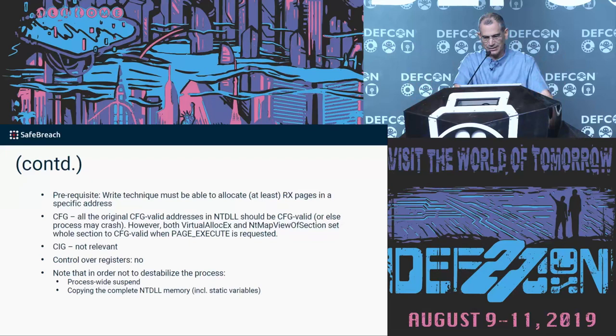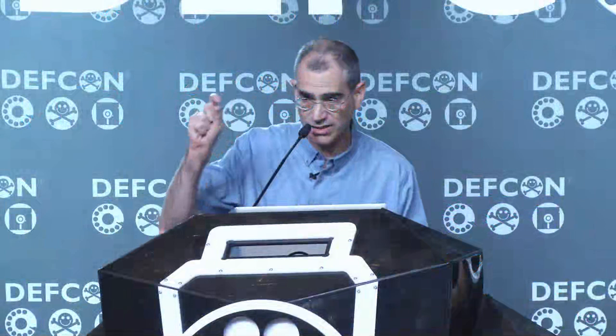And there are some tips regarding how not to destabilize the process. First, we need, of course, to do a process-wide suspend because we can't know which thread will use NTDLL and when. And then the whole thing about copying the complete NTDLL memory and then copying it back, instead of just copying parts of NTDLL, is because we need to make sure that some variables inside the NTDLL space are consistent. And if we just copy code and not variables, the static variables, etc., that part of NTDLL is bound to get into inconsistency, which will immediately crash the process. So if you do that, copy the whole region.